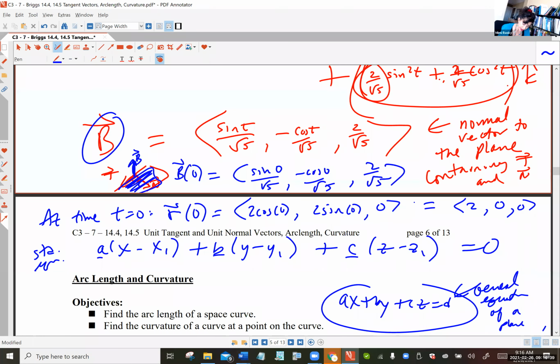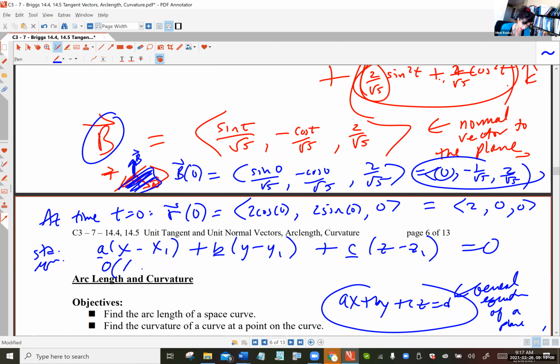The A, B, and C. And so it looks like that's going to give me 0, -1 over square root of 5, 2 over square root of 5. But what I'm going to do is multiply this by square root of 5 and use that, because I can use any multiple for my normal vector. So the A is 0, so it doesn't even matter.